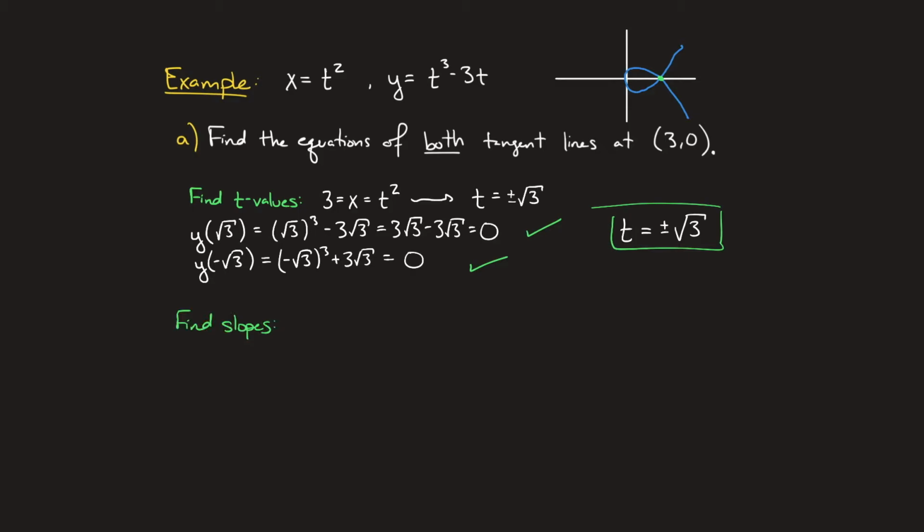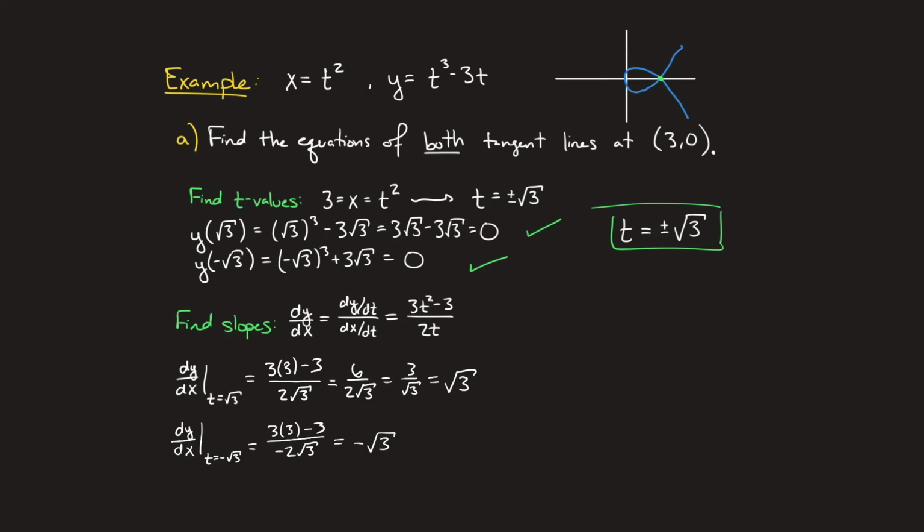Next, we need to find the slopes of the tangent lines at this point. We're going to do that by using the equation we found at the beginning. We found that dy/dx is equal to dy/dt over dx/dt. Taking the derivatives of our parametric equations, we get (3t squared minus 3) over 2t. Now, to find the slope of the two tangent lines, we plug in our t values, plus or minus the square root of 3, into this derivative, and we get that the slopes are also plus or minus the square root of 3.